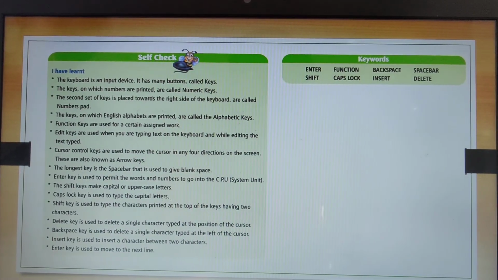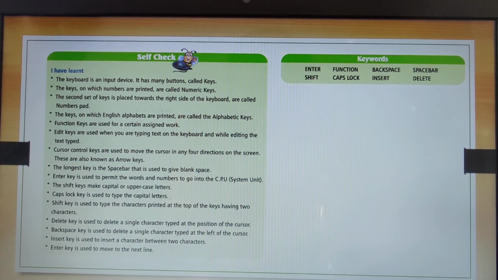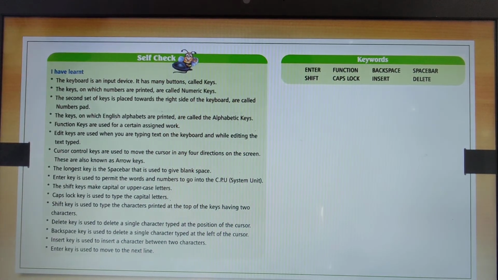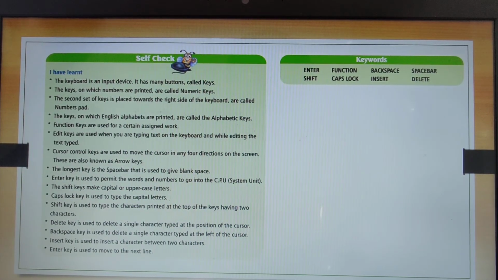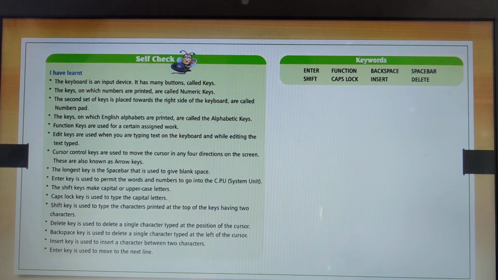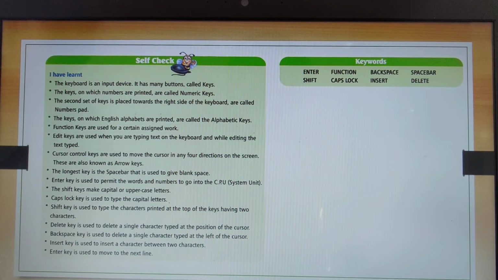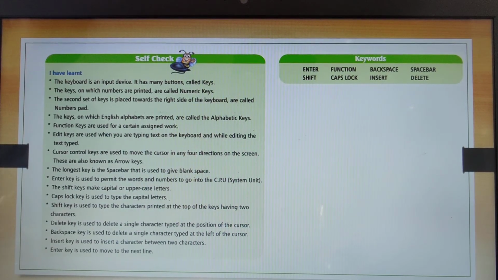Enter key is used to permit the words and numbers to go into the CPU, that is the system unit, or we call it the central processing unit. The shift keys make capital or uppercase letters. Caps lock key is used to type capital letters. Shift key is used to type the characters printed at the top of the keys having two characters. Delete key is used to delete a single character typed at the position of the cursor, and backspace key is used to delete a single character typed at the left of the cursor. Insert key is used to insert a character between two characters. And lastly, enter key is used to move to the next line.